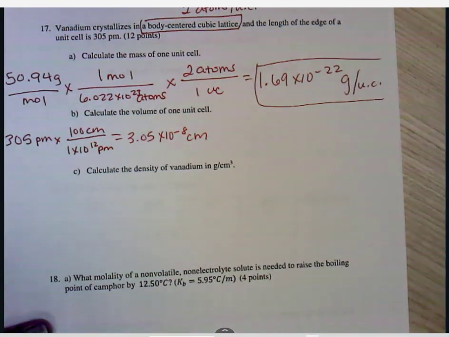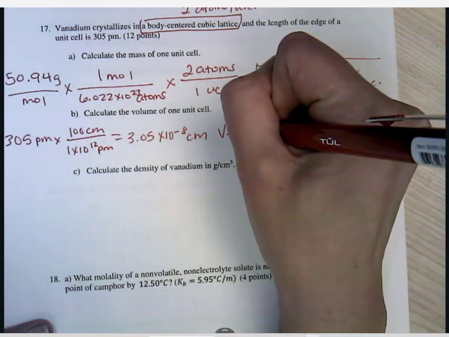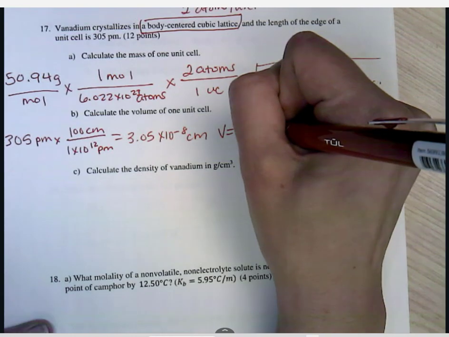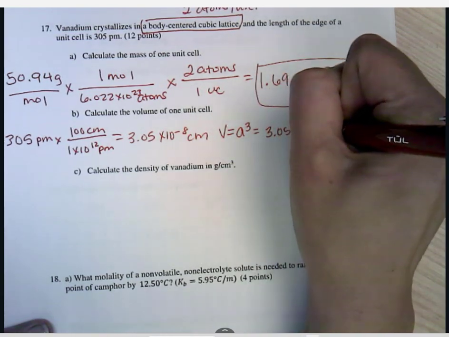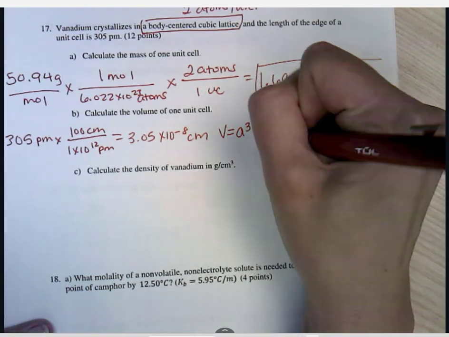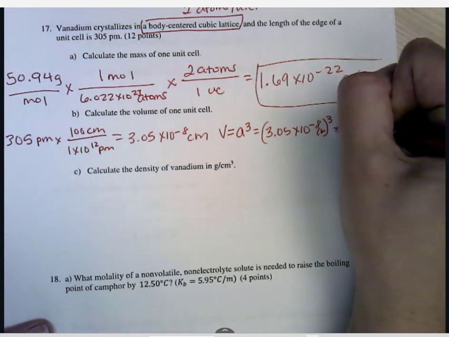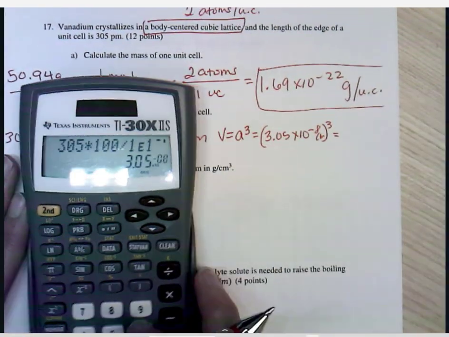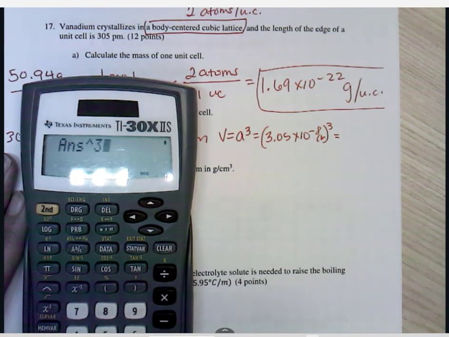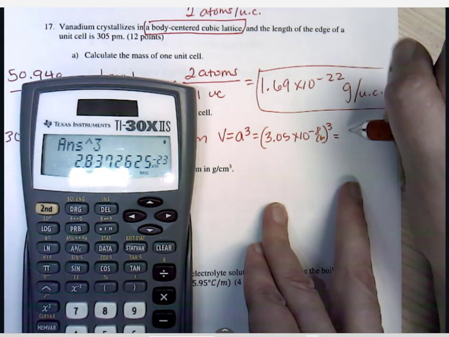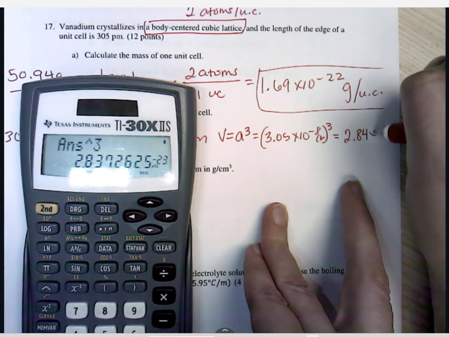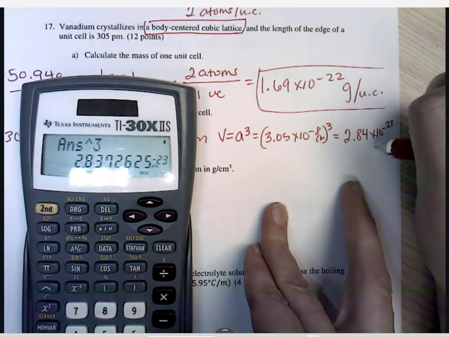And that's centimeters. So for the volume, it would just be the edge length, which we call A, cubed, so I already have that in my calculator. I can just say the whole thing to the 3rd power, and I get 2.84 times 10 to the minus 23rd centimeters cubed per unit cell.